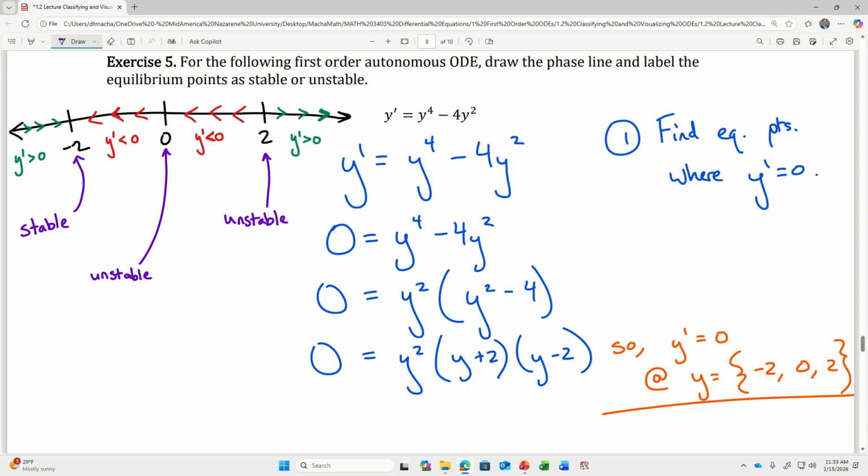That's all you have to do. Draw the phase line, label the equilibrium points, stable or unstable. And remember, I can only do this for a first order autonomous ODE. Because in a first order autonomous ODE, the first derivative only depends on y. If it was not autonomous, then the first derivative depends on y and t, and I can't just represent the behavior with one number line. And if it was second order, well, then the second derivative is changing the value of the first derivative over time, and so it doesn't work either. This only works for first order autonomous.